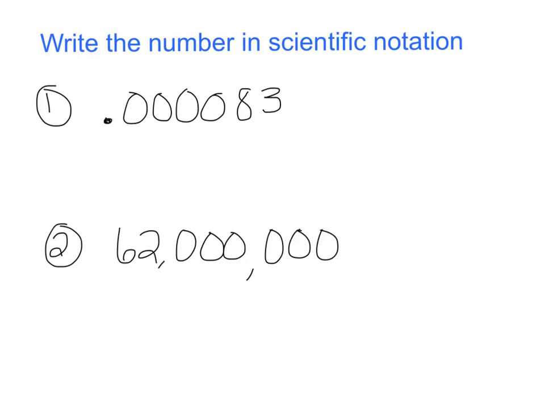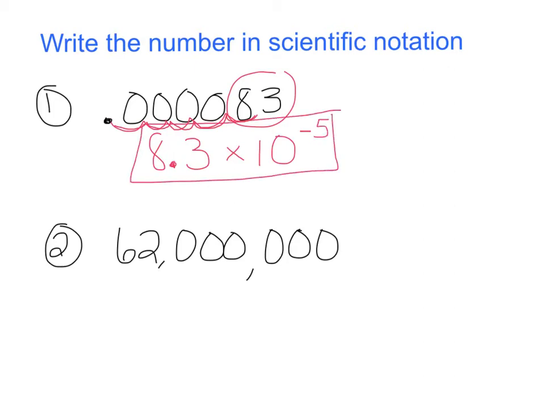The first thing we want to do is figure out a number between 1 and 10 that we can use. In this case, that's going to be 8.3, because it comes from these two numbers right here. Then 8.3 needs to be multiplied by 10 to some power, so we need to figure out the power. We're starting here and going backwards, so that's going to be a negative exponent. Negative 1, 2, 3, 4, 5. So it'd be 10 to the negative fifth power, and there is your scientific notation for that.